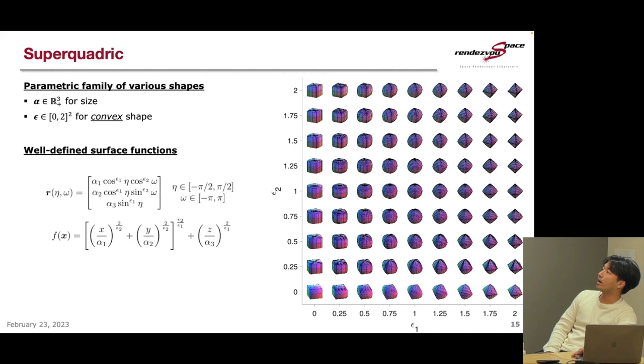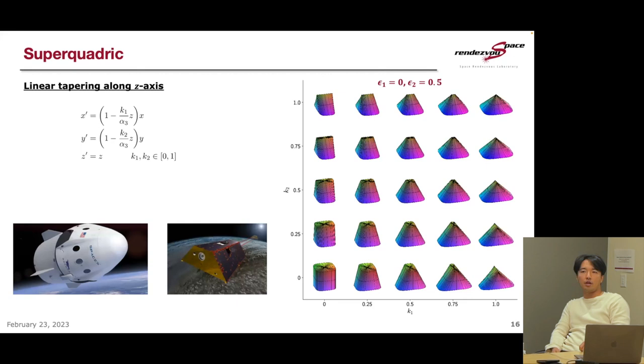Now, we can also add more information here. What you can do is a linear tapering along the z-axis. This allows us to capture some of the rarer shapes of spacecraft using only one superquadric. So here, for example, with Grace, you can see that this requires the tapering on one side, along this vertical axis. And for something like a Dragon capsule here, this also resembles more of a circular cone.